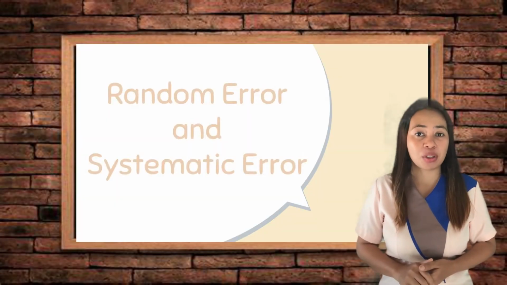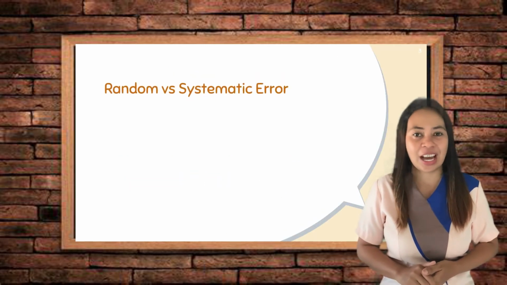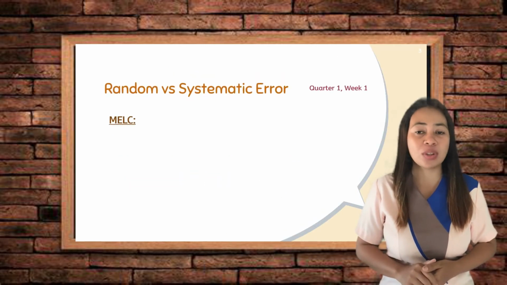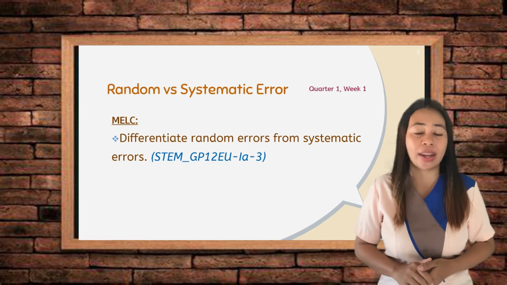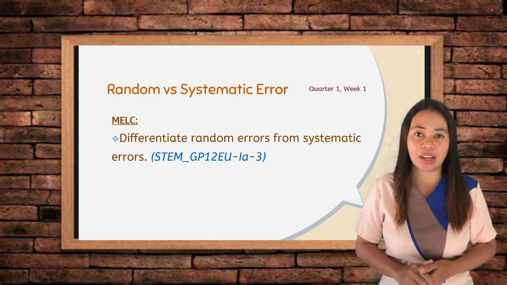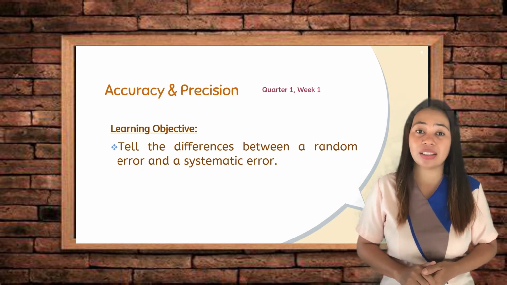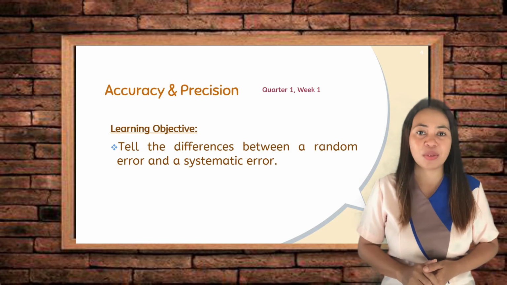Today's lesson is about random error and systematic error. It is anchored on the DepEd's most essential learning competencies for week 1, and that is to differentiate random errors from systematic errors. At the end of this video lesson, you should be able to tell the difference between a random error and a systematic error.